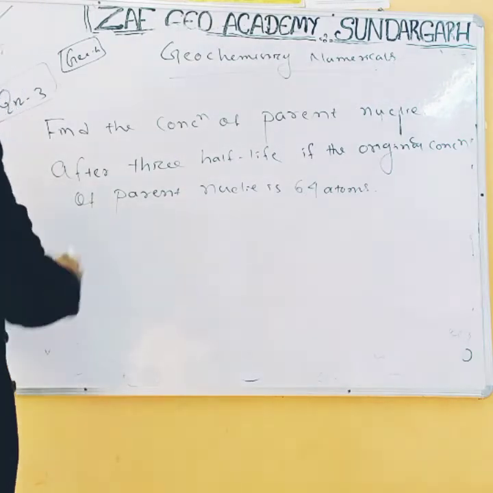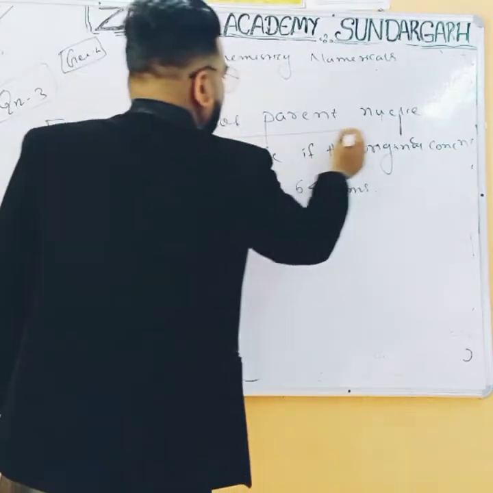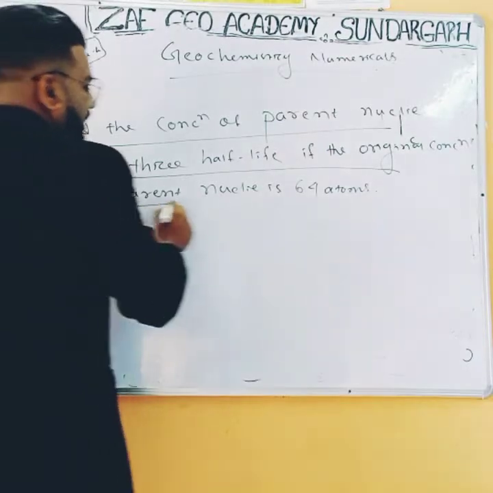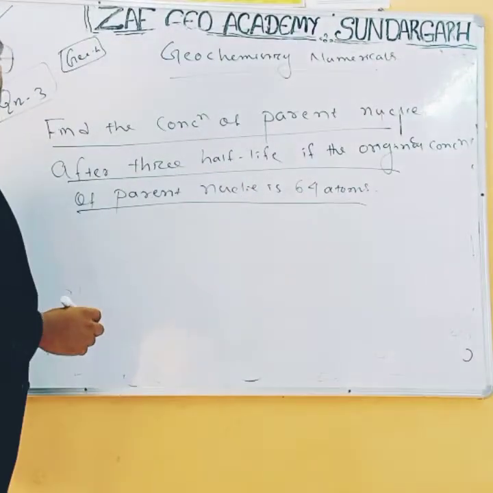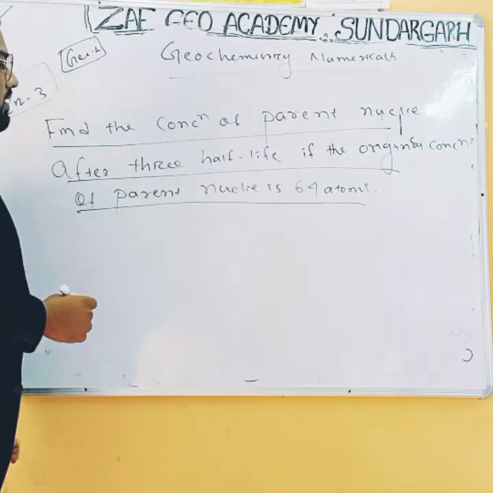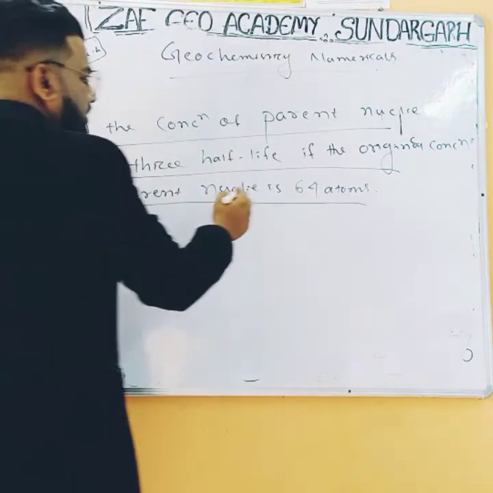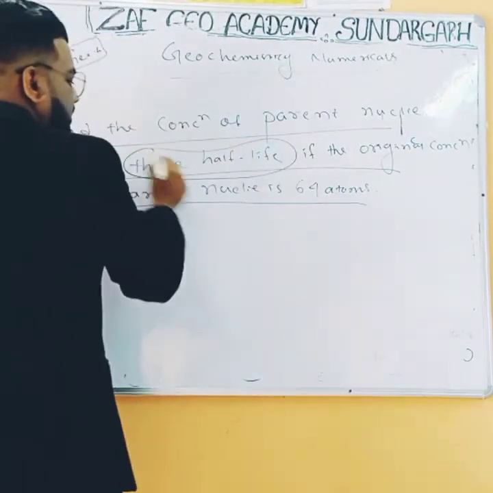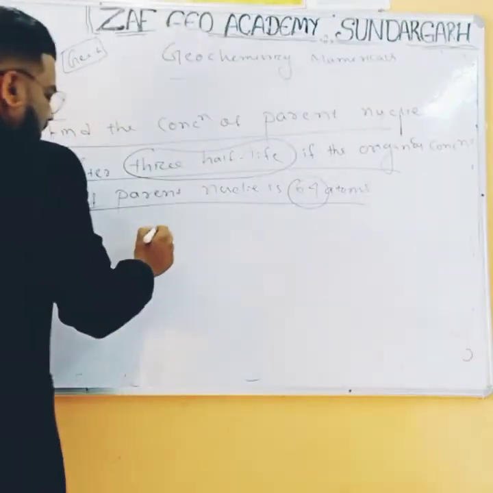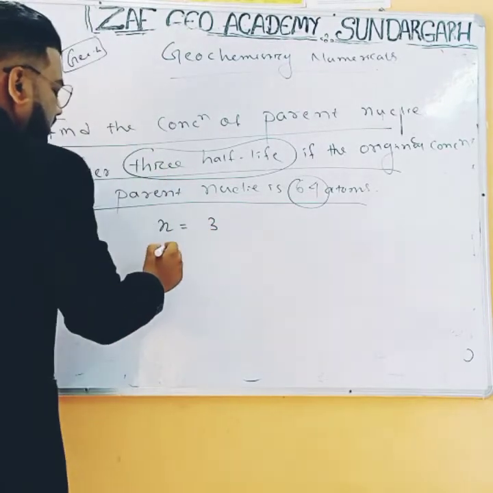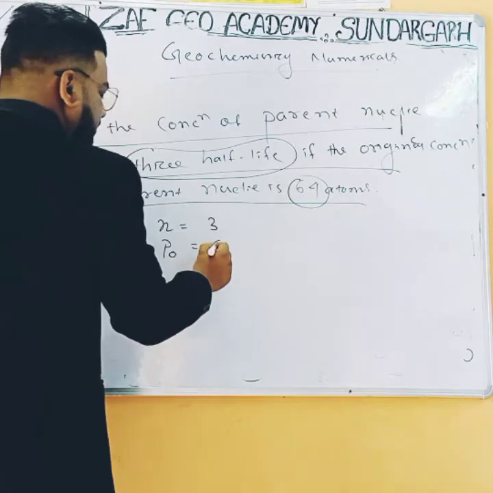So here the question is to find the concentration of parent nuclei after 3 half-lives if the original concentration of parent nuclei is 64 atoms. First of all you have to see what data is given. The data given is 3 half-lives and 64 atoms. So here n, the number of half-lives, is 3, and the concentration of parent nuclei is 64.